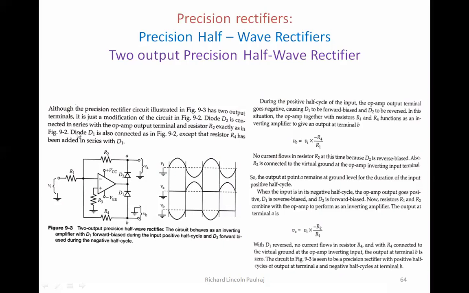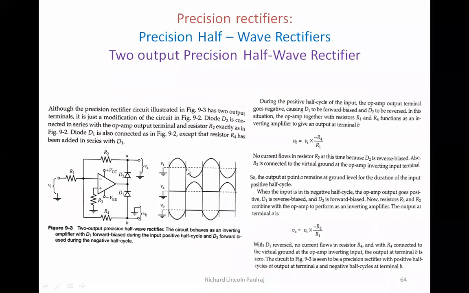So D2 is connected in series, and the resistor R2 exactly. So D2 and R2. D1 is also connected like previously, except that R4 has been added in series with D1. So R4 and D1 are also in series. So during the positive half cycle, now let us see the operation, how it works. Now let us say the waveform has started, and it has come in its positive form.